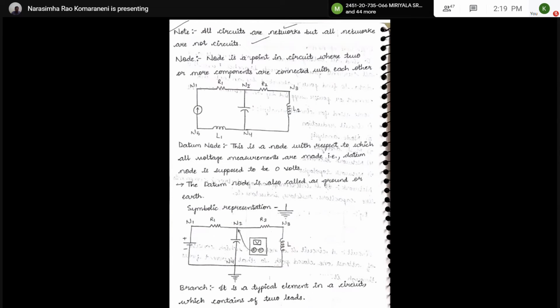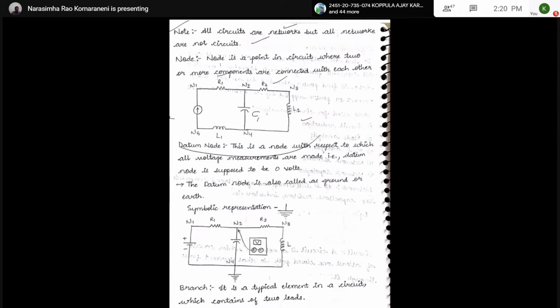Okay. The next definition is node. What do you mean by node? A node is a point in a circuit where two or more components are connected with each other. If you see this example in the circuit diagram, here are the resistances R1, R2, inductor L2, capacitance C1, inductor L1, and a current source. These are connected here.